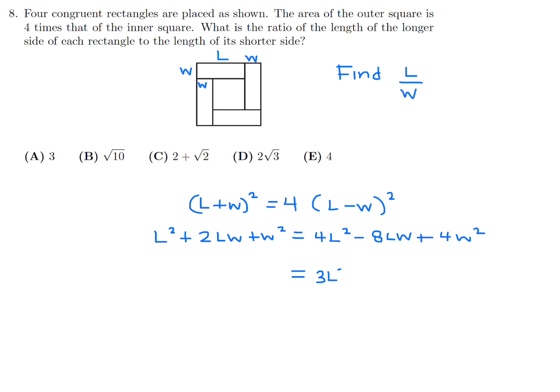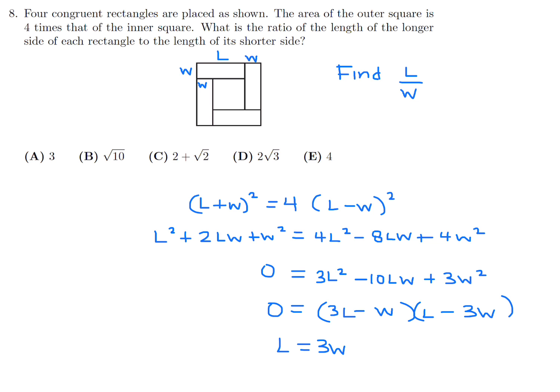So let's put everything on one side and see what we get. If we do, we get 3L squared minus 10LW plus 3W squared. And I think this can factor: 3L minus W and L minus 3W is equal to 0. So that means that L is equal to 3W. The other one is inadmissible since L has to be greater than W according to how we labeled it. So if L equals 3W, this is pretty simple to figure out. 3W over W, and the W's cancel to just leave 3. So the answer is A.